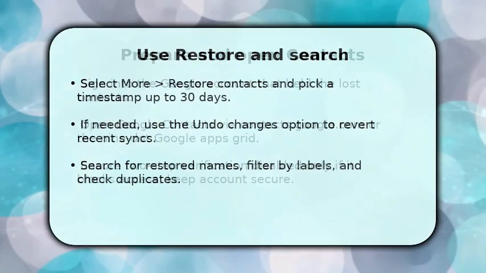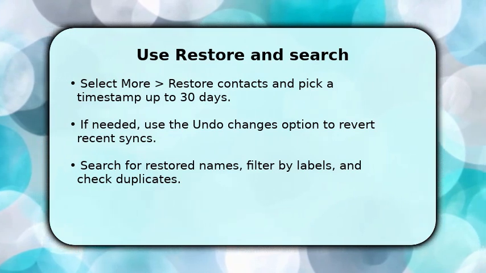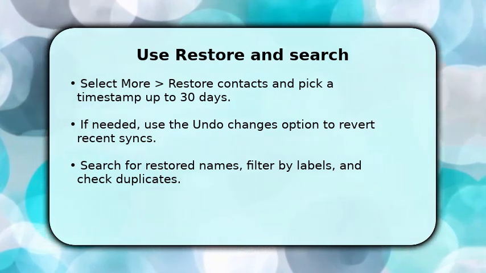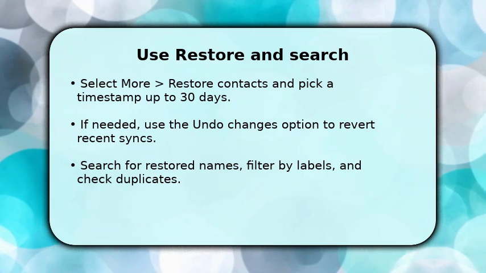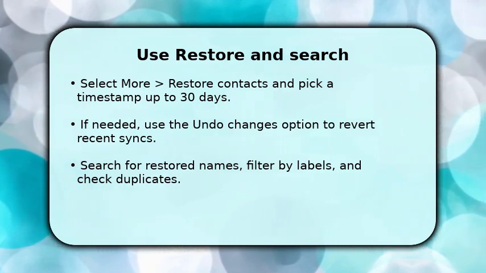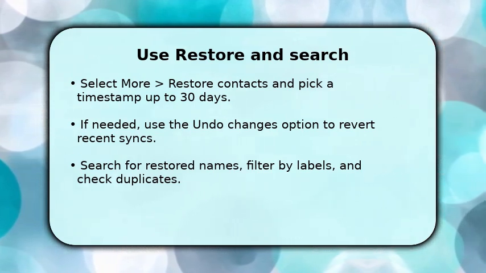Once you've opened the More menu, select Restore Contacts and choose a time window. Google lets you roll back up to 30 days. You'll see a preview. Pick the timestamp that likely contains your missing entries. After restoring, use the search box to verify key names and inspect labels for groups like imported or starred.